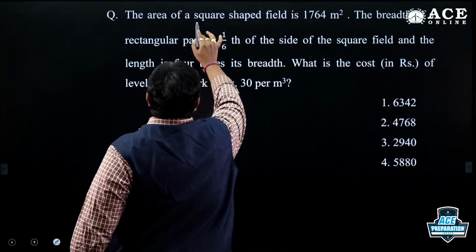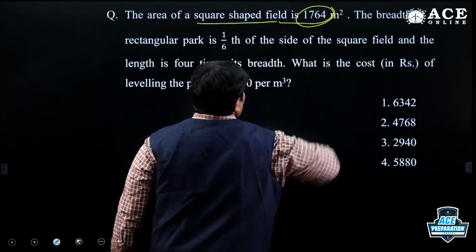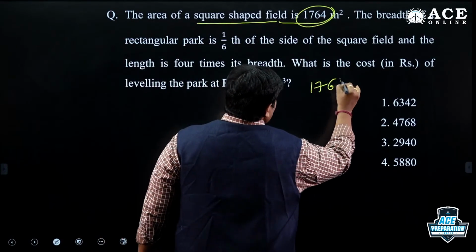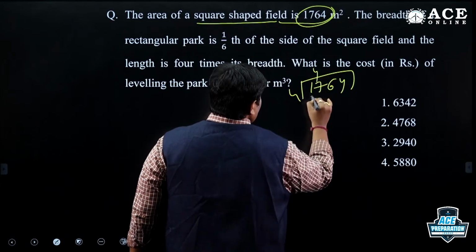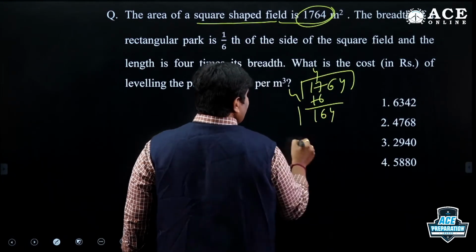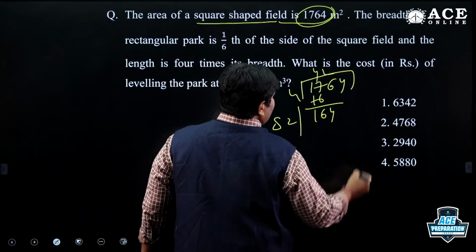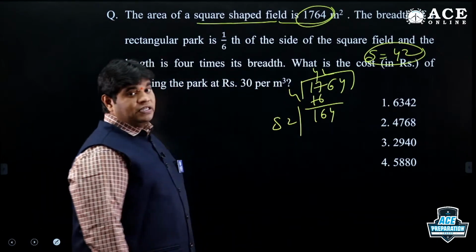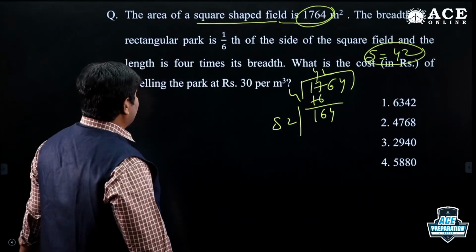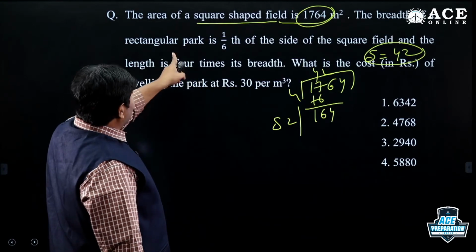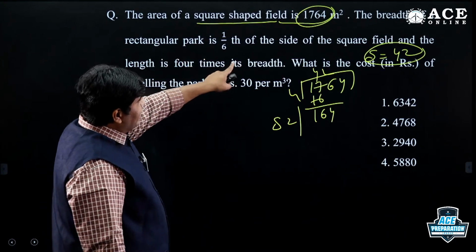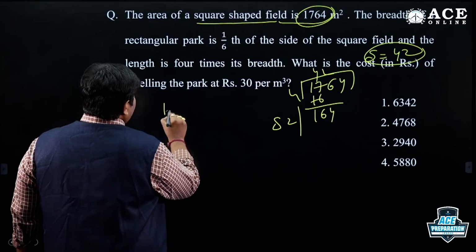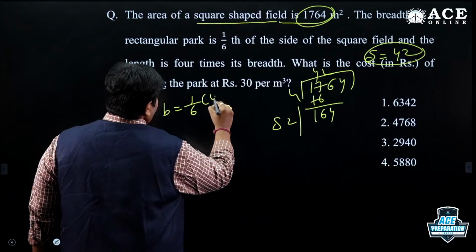So observe, the area of the square shaped field is 1764. Okay, 1764. So what is the area? So 1764, side is equal to... 8, 2 and 2. So then what is the side of the square? 42. Side of the square is 42. Next, okay, 42. The breadth of the rectangular part is 1/6 of the side of the square. 1/6 of side of the square, 1/6.